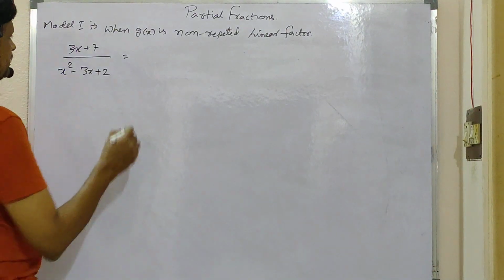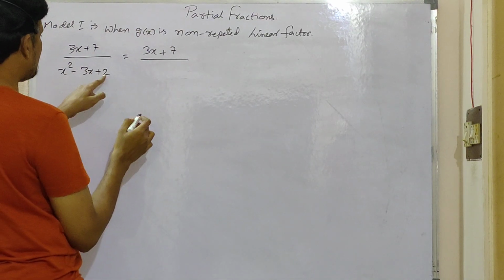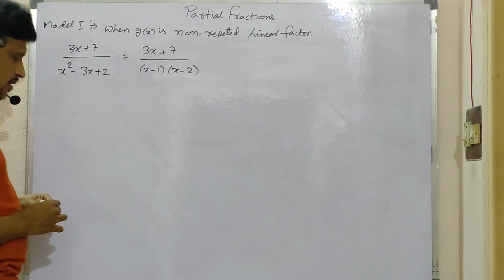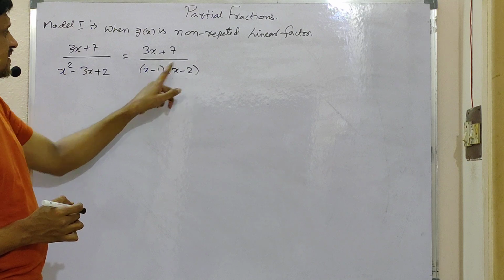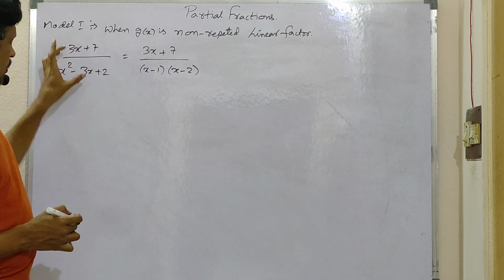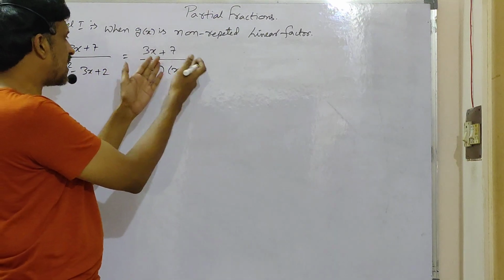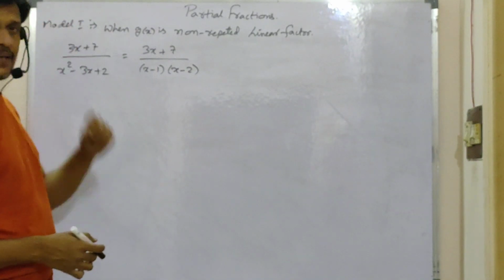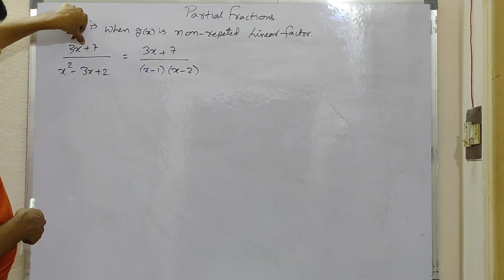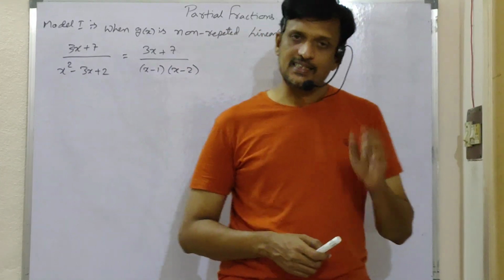So the given one is (3x+7)/(x²-3x+2), and you can write the denominator as the product of x minus 1 and x minus 2. Multiply these two: x² minus x minus 2x will be minus 3x, and minus 1 into minus 2 will be plus 2. So here the denominator is a quadratic but a reducible one, so you can write this as the product of two linear factors. So that is of first type only. Now you can observe the degree of numerator is 1, degree of denominator is 2. So this is a proper fraction.